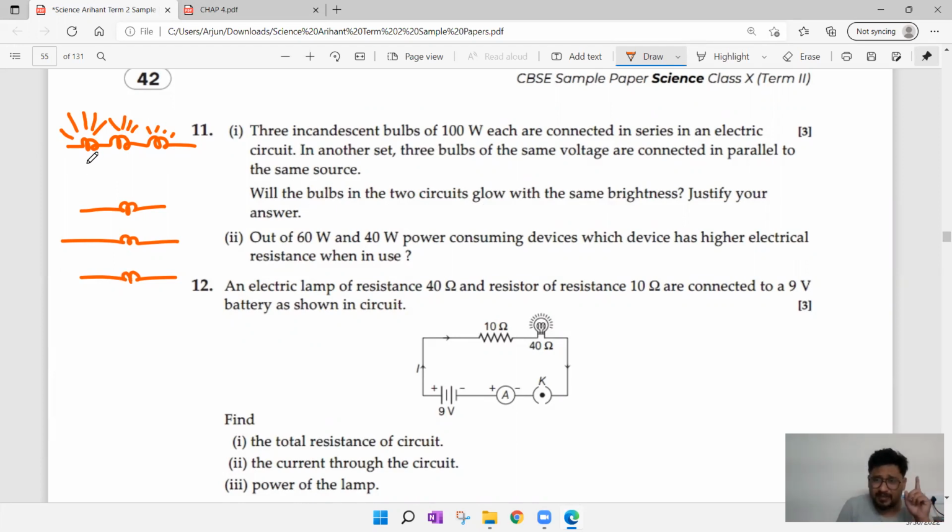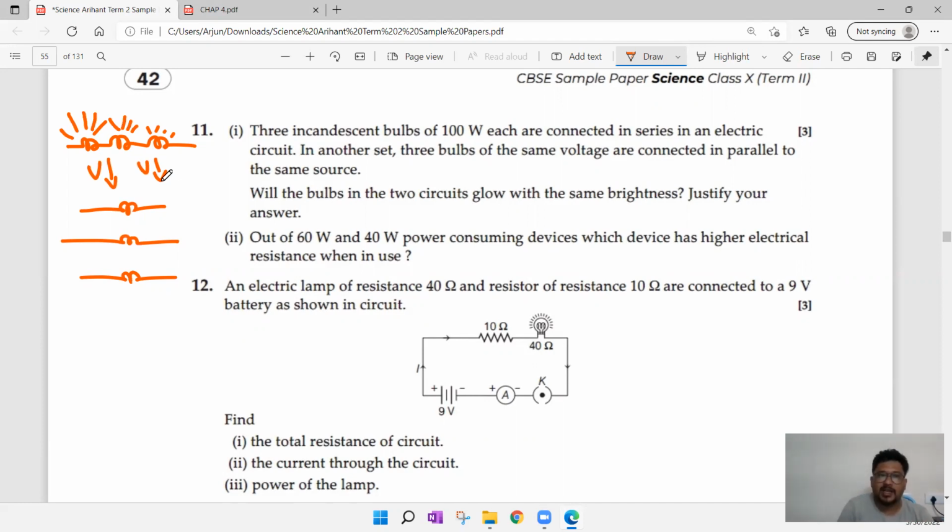The first bulb will take a huge amount of voltage and the remaining voltage is sent to the second bulb. There is a voltage drop. The second bulb will take the remaining voltage and the remaining voltage is sent to the third bulb. Again, there is a voltage drop. In series connection, voltages will vary. Because of the voltage drops, the 3 bulbs will not glow with the same brightness.